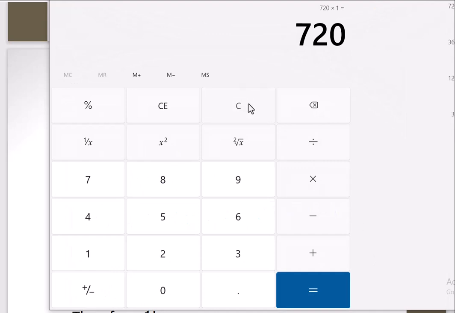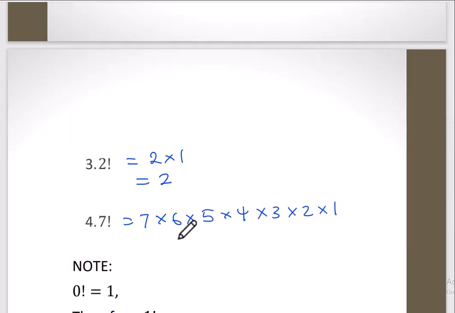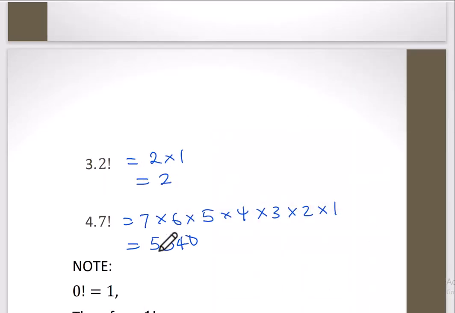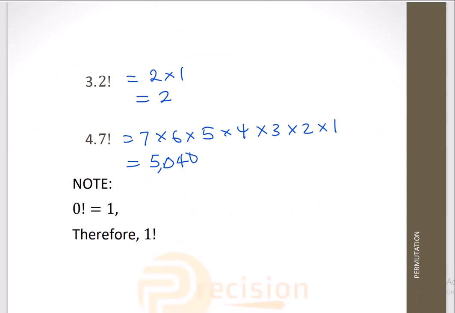So let's get our calculator again. So we have 7 multiplied by 6 multiplied by 5 multiplied by 4 multiplied by 3 multiplied by 2 and finally multiplied by 1. So we have that 5040, right? Let's check again so that I don't make a mistake. Okay, that's 5040. So 5040. Okay, now let's go to this note and take note of that.